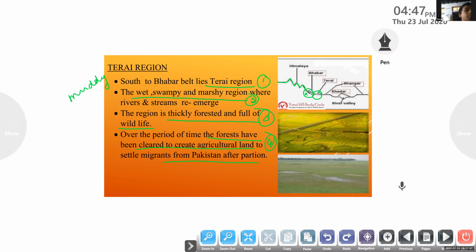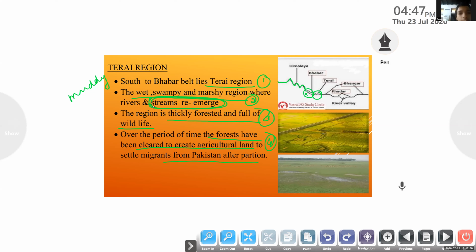Here you can see one sentence: streams re-emerge. I hope you understood the meaning of the sentence. Streams re-emerge in Tarai region. What is the meaning of the sentence? Streams or rivers re-emerge in Tarai region. From Babar belt, yes, you are right, the river flows.